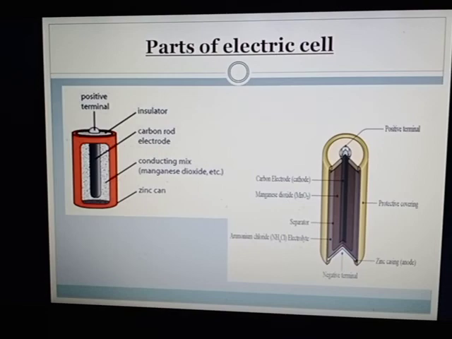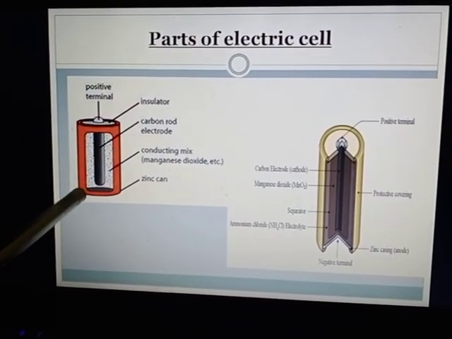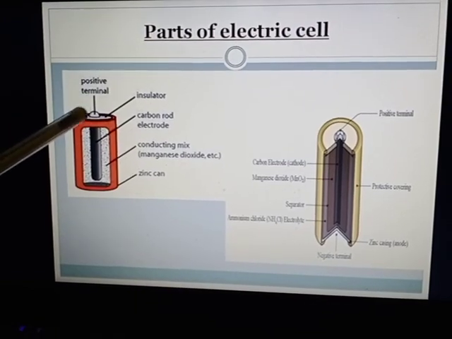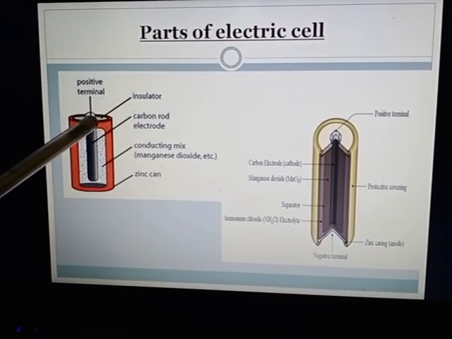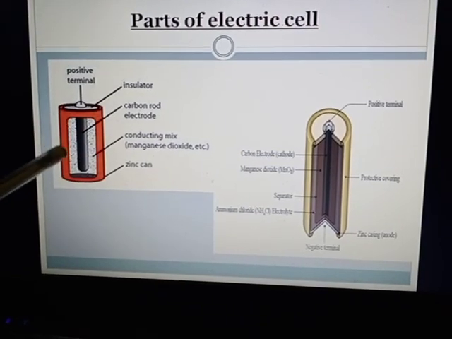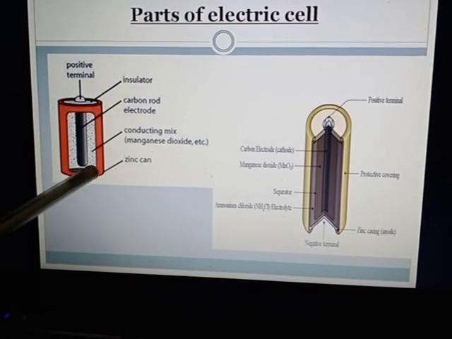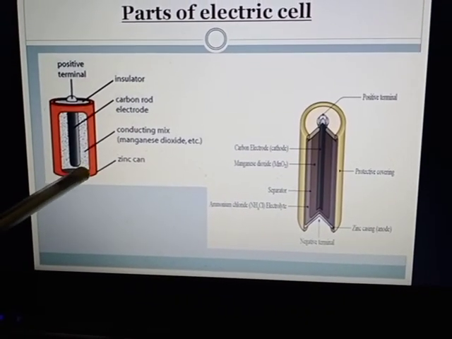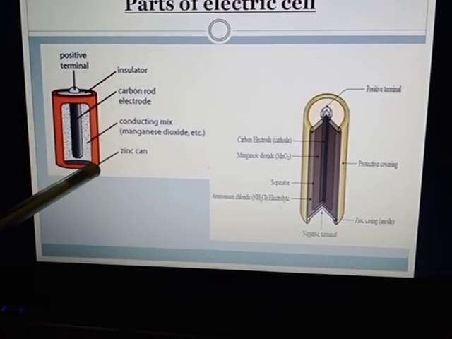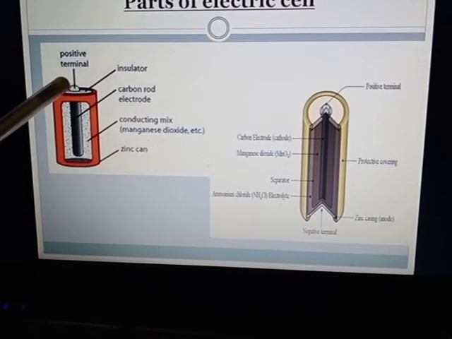Now, if we see the internal structure of the cell, this is the positive terminal. I have shown this. This is the insulator. The carbon rod is in the center, and here we have a mixture of manganese dioxide, and here is a zinc cane. This zinc cane constitutes the negative terminal, and this is the positive terminal.